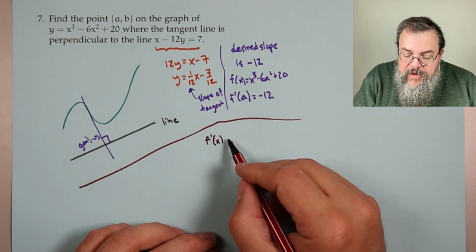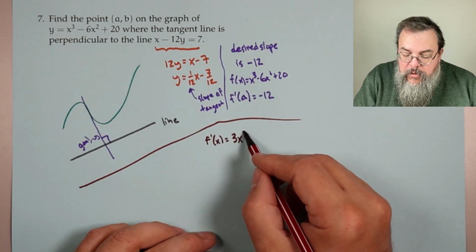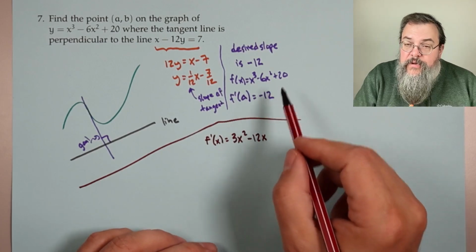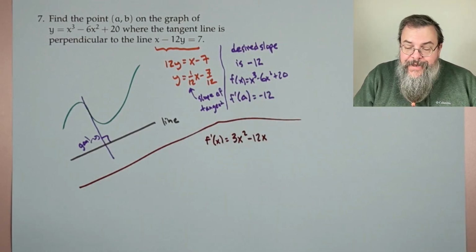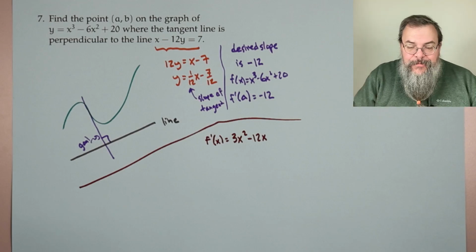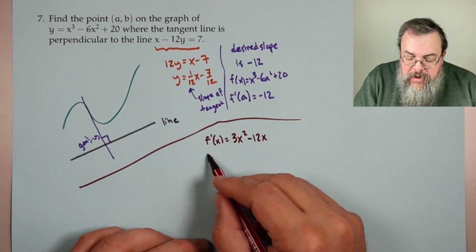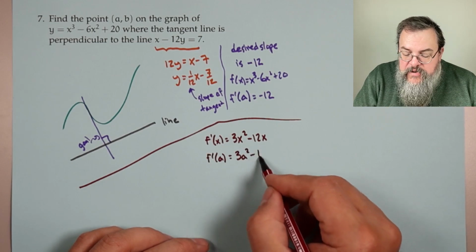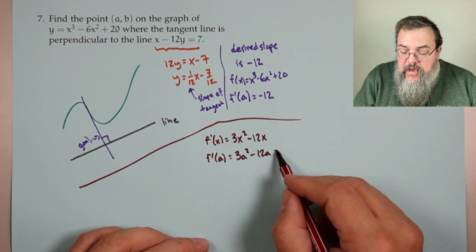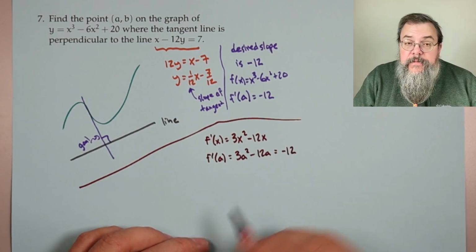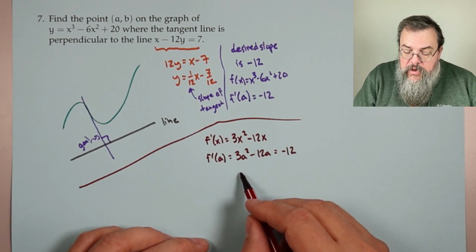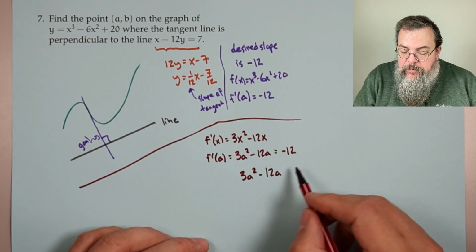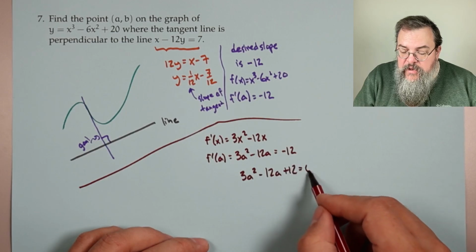Okay, derivative 3x squared minus 12x, and derivative of 20 is 0. Yeah, don't forget derivative of constants are 0. So we needed f prime of a, that's 3a squared minus 12a, that needs to equal negative 12. Well, okay, that's the same as saying 3a squared minus 12a plus 12 needs to equal 0.